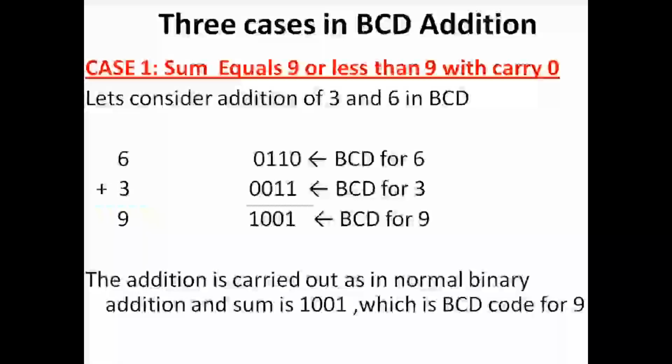Coming to the slide here, the addition is carried out as a normal binary addition. How are we going to do it? Normal binary addition, as we have done in half subtractor, full subtractor, half adder, full adder. Normal addition is done here, and the sum is equal to 1001, that is 9, which is BCD code for 9. So this is the first case where we get the results directly.